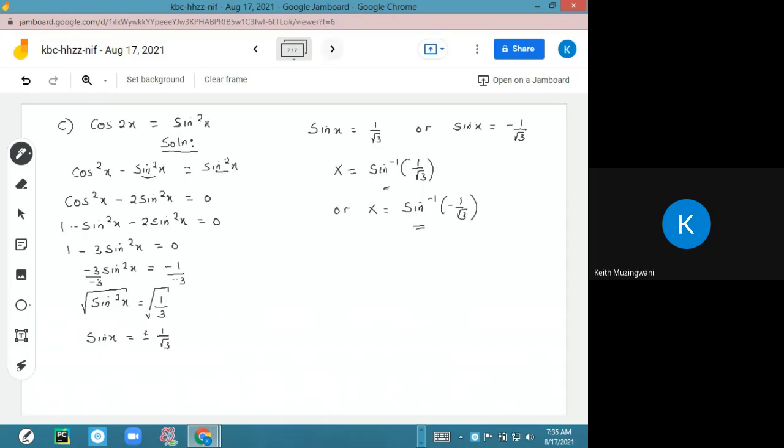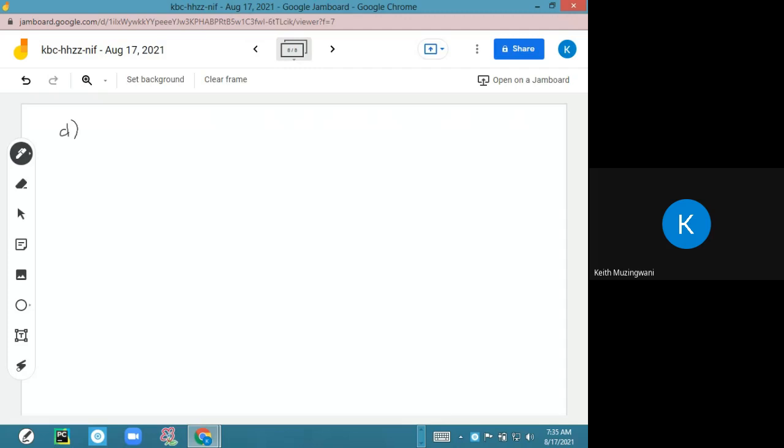Another example, D. Sine squared x plus 3 sine x plus 1 is equal to 0. So let's see if it will make sense.